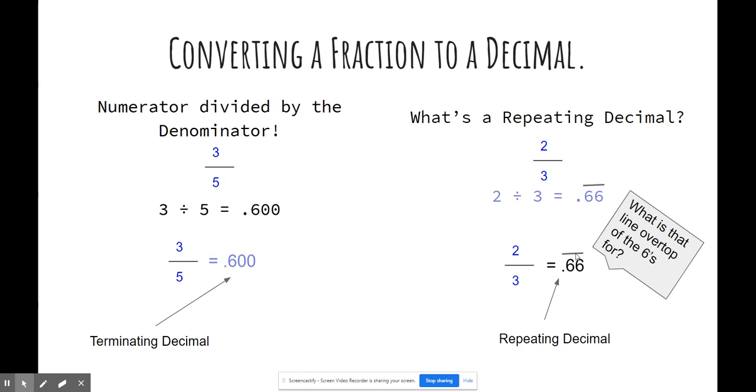This tells us that it's repeating. This line over top tells us that we are repeating. So this 6 will consistently keep showing up. 0.6, 6, and so forth. What's the line over top of the 6's? That is called a vinculum.